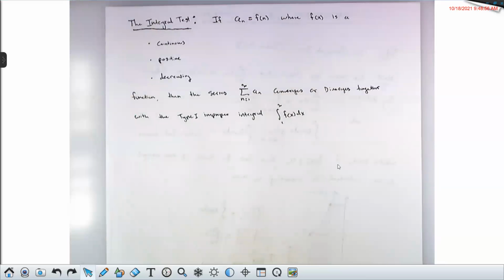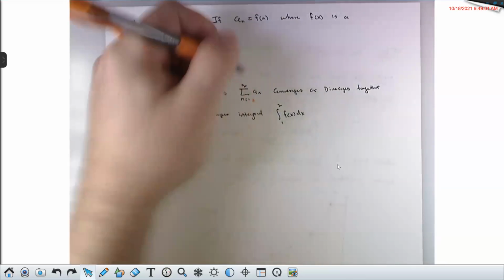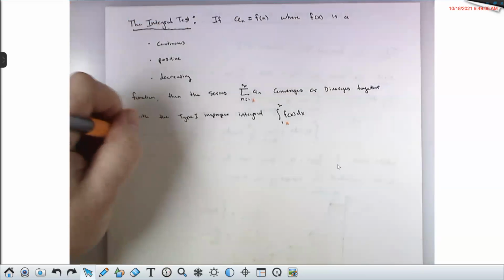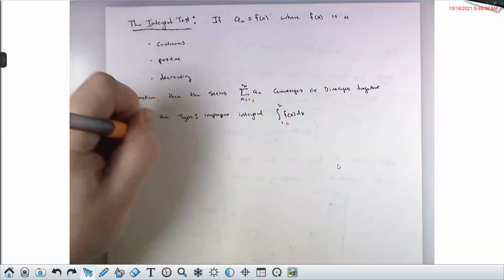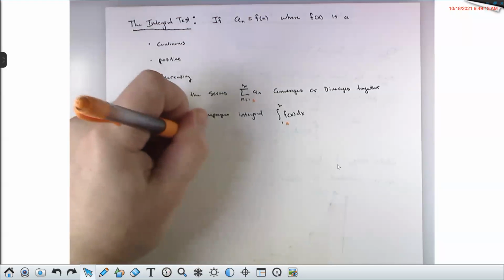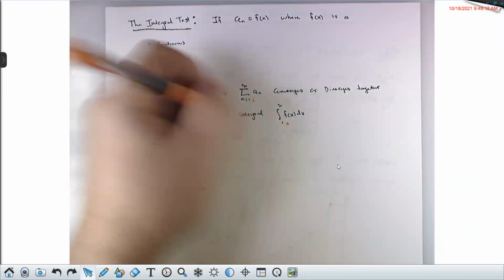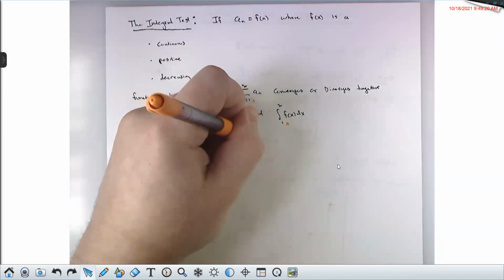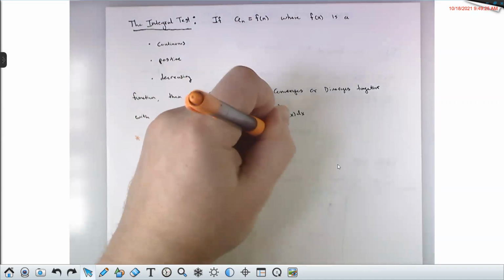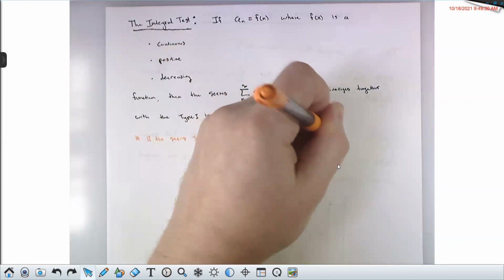And I'm going to put a little asterisk here, and a little asterisk here. That little asterisk is just if the series starts at n equals 0, or 1, or anywhere else, then so would the integral.